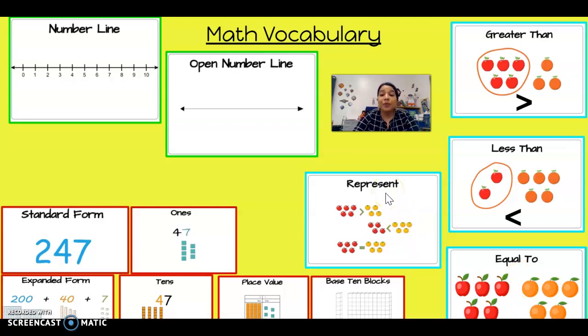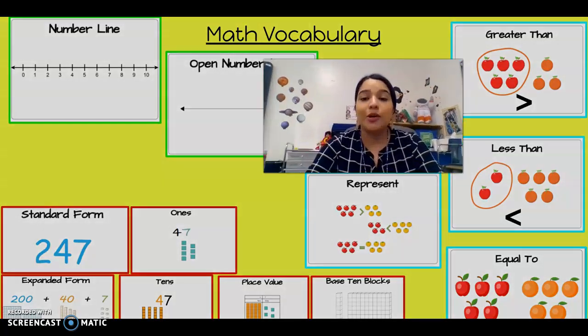Represent. Represent is when we use our greater than, less than, or equal to symbol in equations. We're able to represent which number is greater, which number is less, and if they are equal. Our two new vocabulary words are number line and open number line. So let's look more into those vocabulary words.